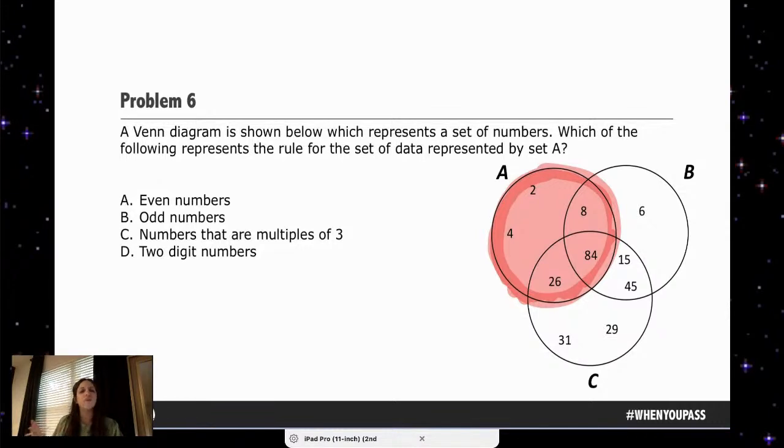So I'm going to start from the bottom up just for kicks and giggles. 2-digit numbers. Are all of the numbers in A 2-digit numbers? I don't want to know if there are 2-digit numbers in set A. I want to know, do all of the numbers match that rule? 2-digit numbers? No way, Jose. 2 is not a 2-digit number. 8 is not a 2-digit number. 4 is not a 2-digit number.